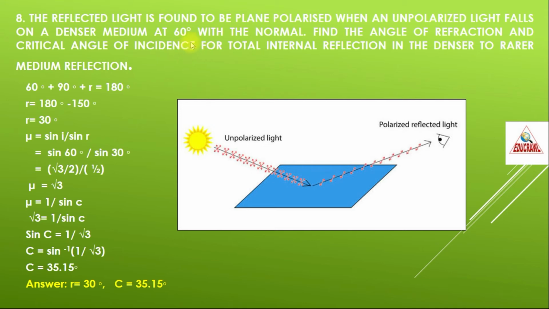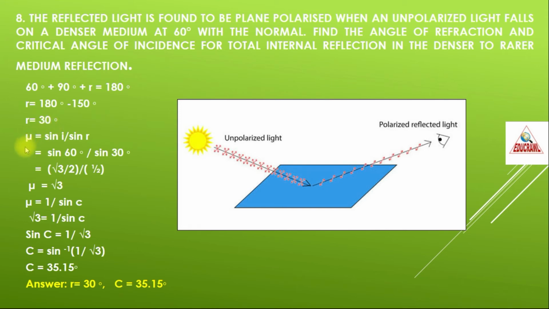We know that the angle between the reflected ray and the refracted ray is 90 degrees, so 60 plus 90 plus R is equal to 180 degrees. Hence 90 plus 60 is 150, which you take to the RHS, so R is equal to 180 minus 150, which is equal to 30 degrees. So now we have found the value of the angle of refraction as 30 degrees. We know the angle of incidence is 60 degrees.